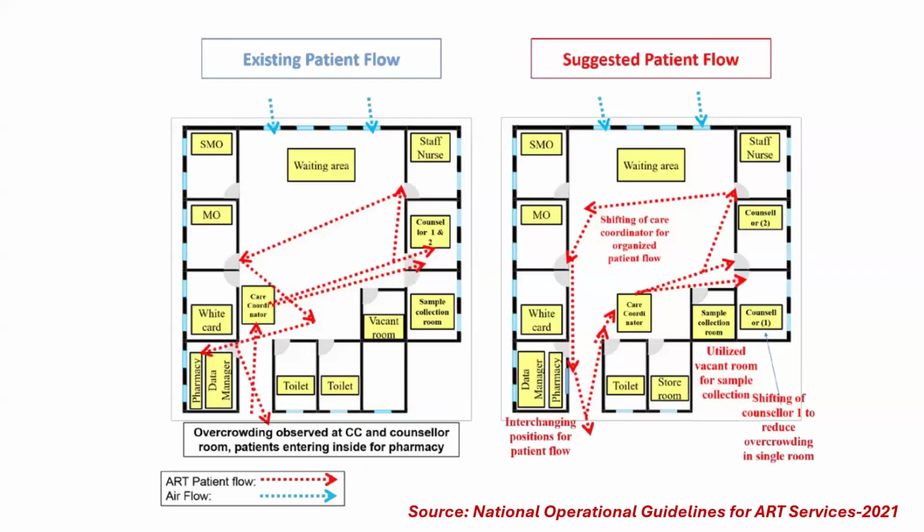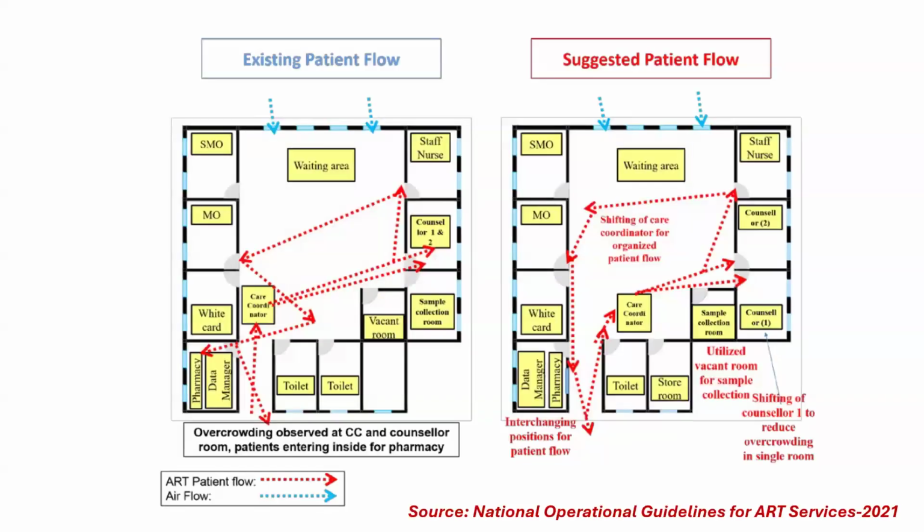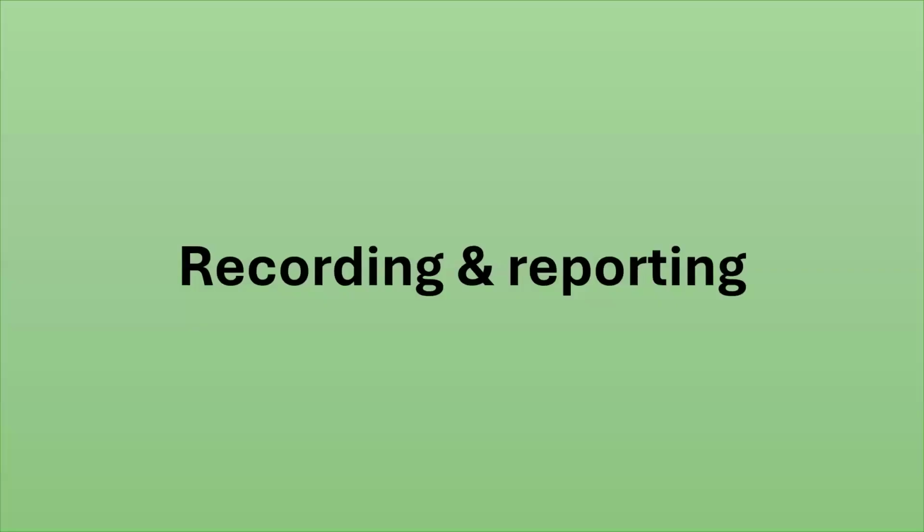So this has to be followed, along with how the ventilation has to be for each of the medical officers and counselors who are sitting in closed rooms. This is clearly given in this picture. See how the airflow has to be done and how the patient flow has to be. So these are some simple measures that can be taken to prevent airborne infection.